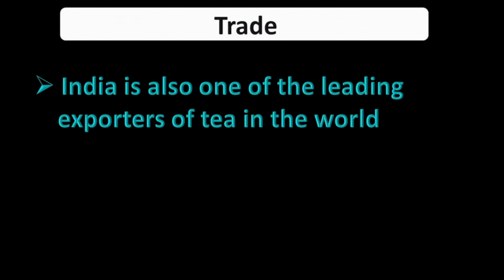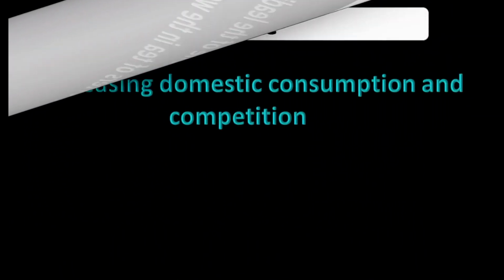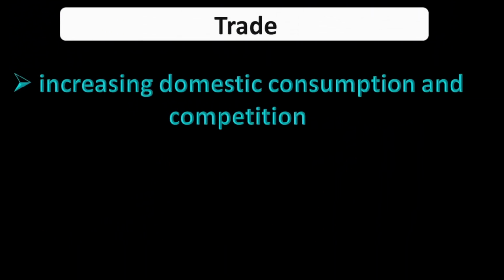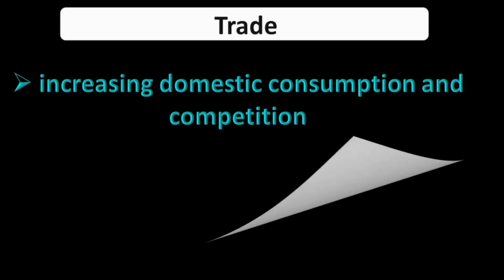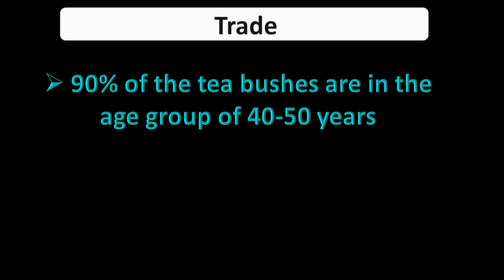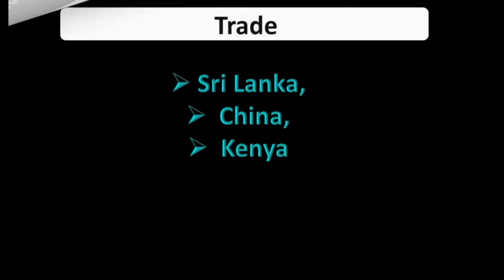Trade. India is also one of the leading exporters of tea in the world. India's exports are falling due to increasing domestic consumption and competition. 90% of the tea bushes are in the age group of 40 to 50 years and are not capable of giving high yields. India is facing tough competition from Sri Lanka, China, Kenya, etc.